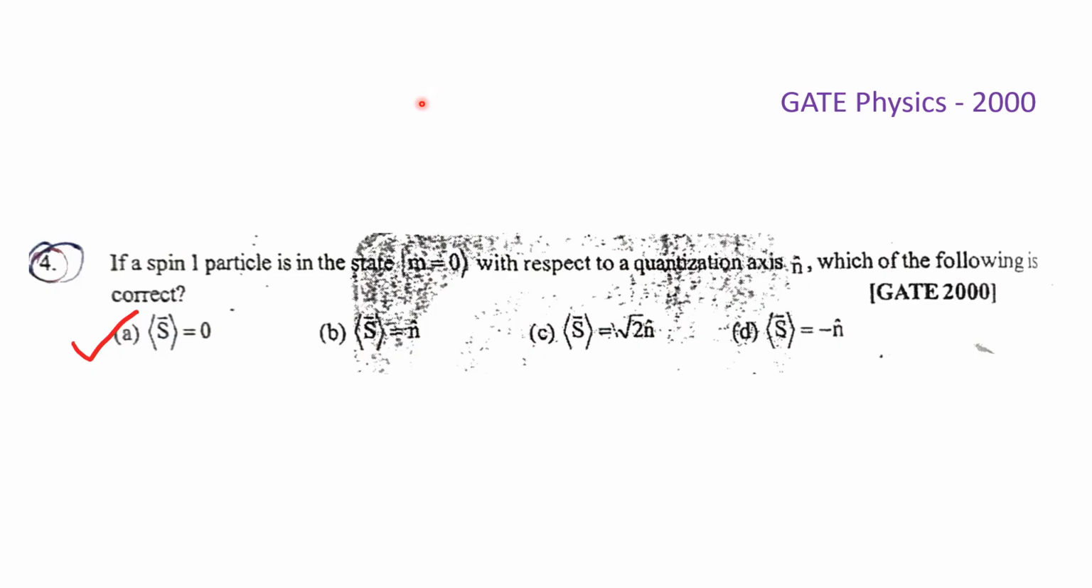So according to our calculation, we found that for the spin 1 particle in the state m equals 0 with respect to the quantization axis n cap, the first option, that is the expectation value of the spin vector is 0, is the correct answer for this question.